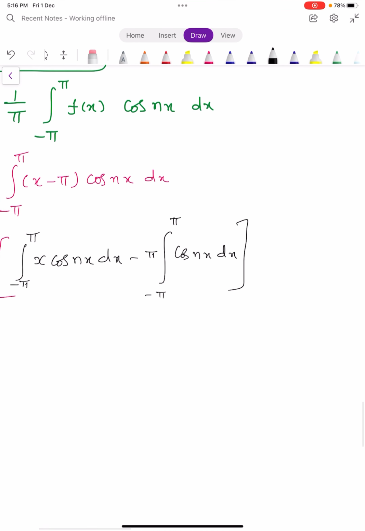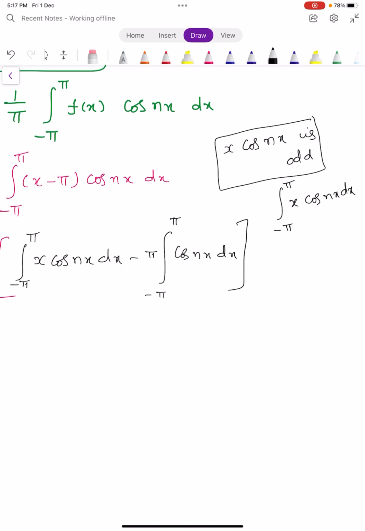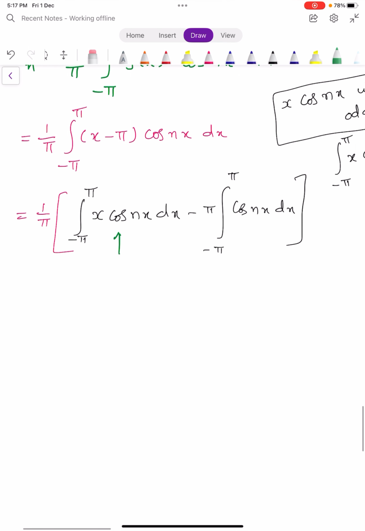Here also again you observe that x cos nx is an odd function. Therefore the integral from minus pi to pi of x cos nx dx is equal to 0. What it means? The first integral is completely 0. So we solve only the second integral.